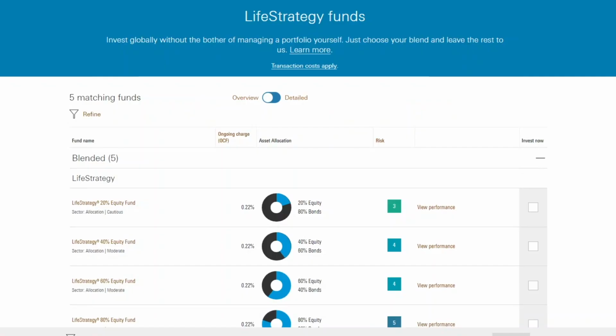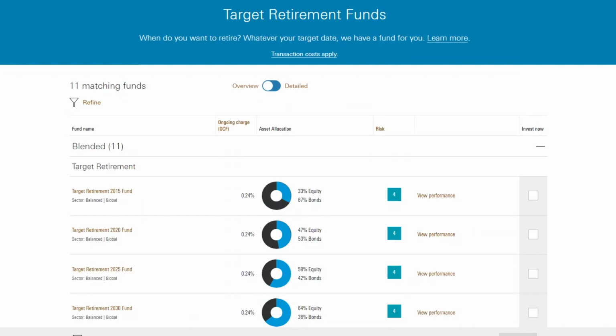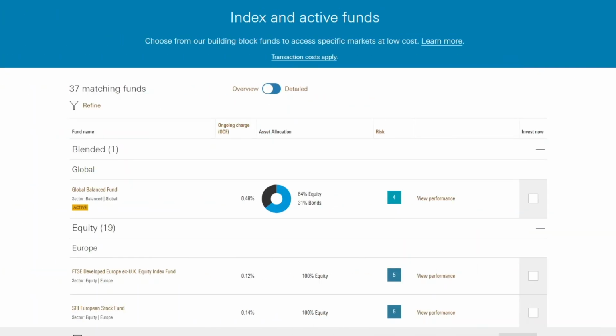So back to the fund selection, which is probably the most important thing that you're going to need to consider. The funds that you can select from are broken down into 4 key categories, different to what you saw earlier. We have the LifeStrategy funds, the target retirement funds, ETFs, and finally index funds. To help get your head around what's what, we'll go through all of the different types of funds and explain how they differ.